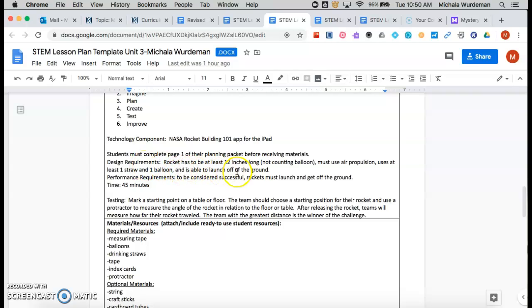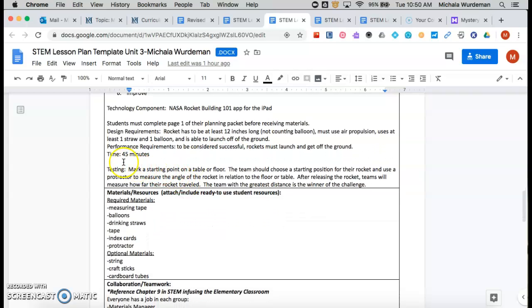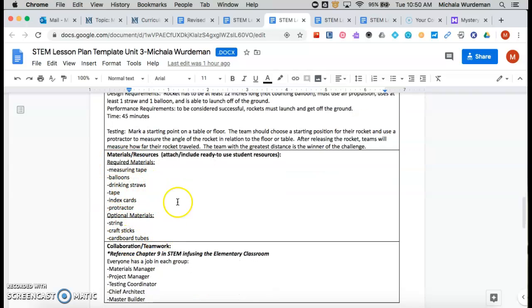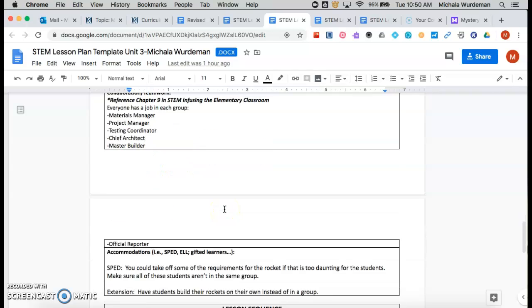They had to be at least 12 inches long, not counting the balloon piece. It must use air propulsion, and they had to use at least 1 straw, 1 balloon, and it has to get off the ground. They had 45 minutes to build. They could test them out. Their resources and materials. Everyone had a job in each group. The packet did a really good job of giving everyone a job.